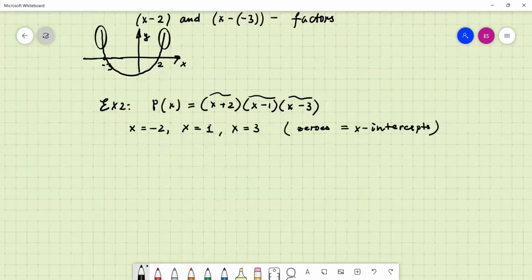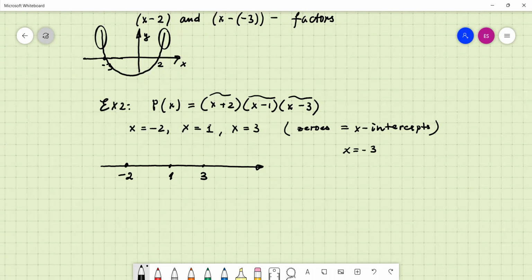How they can be helpful to us? Remember, I was explaining the test point method, and I was using polynomials. Let me graph these points on my number line and try to use intervals to figure out how my polynomial is going to look. For example, I'm going to use one test point to the left of negative 2. I'm going to use x equals negative 3.